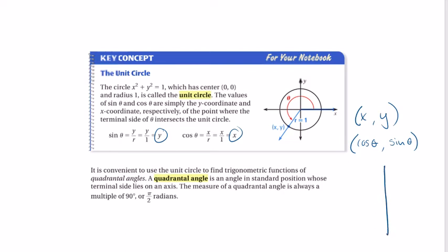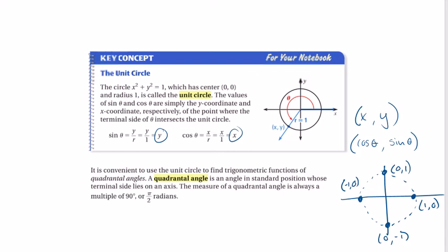So if I look at these axes, a quadrantal angle means they're going to fall on these points. And if I look at these points, this is going to be 0, comma 1 if it falls on this unit circle, with a radius of 1. This is going to be negative 1, comma 0. This is going to be 0, comma negative 1. And this is going to be 1, comma 0.